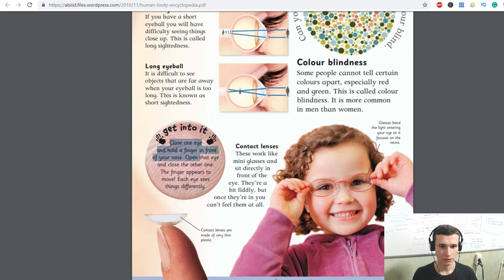Close one eye and hold a finger in front of your nose, open that eye and close the other one. The finger appears to move. Each eye sees things differently.